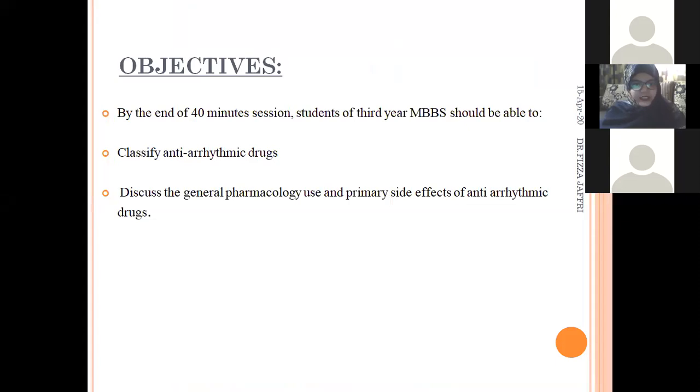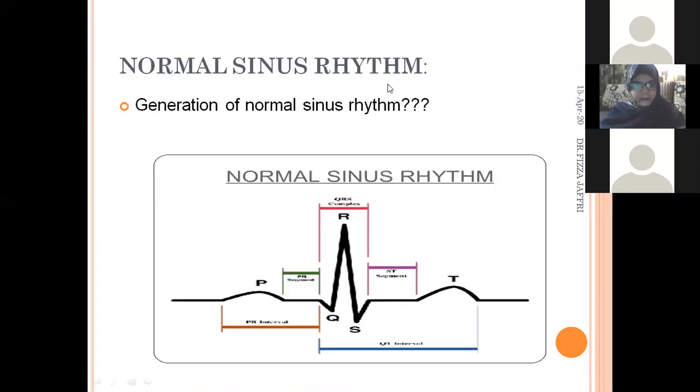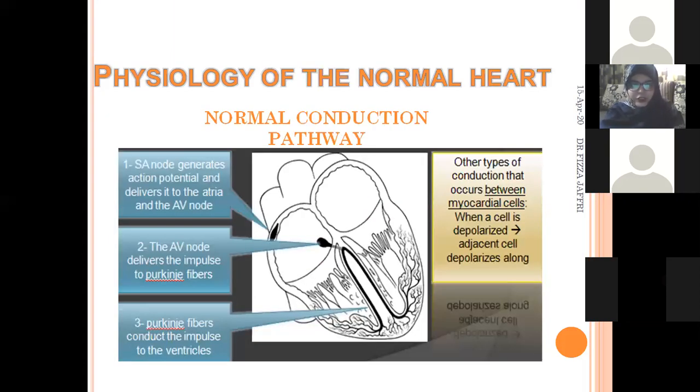So the objectives of antiarrhythmics: by the end of the session, you should know the classification of antiarrhythmic drugs with the general pharmacology, uses, and the side effects of antiarrhythmic drugs, right? To know what is arrhythmia, one should know what is a normal sinus rhythm, so that you can understand the antiarrhythmic. To better understand the normal sinus rhythm, we should know how the propagation occurs, and what is the normal conduction pathway, right?